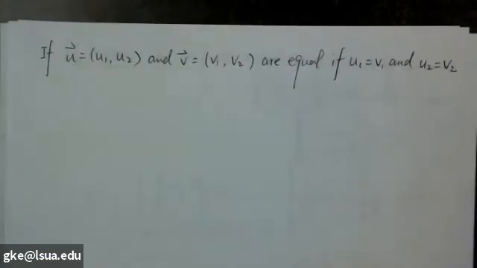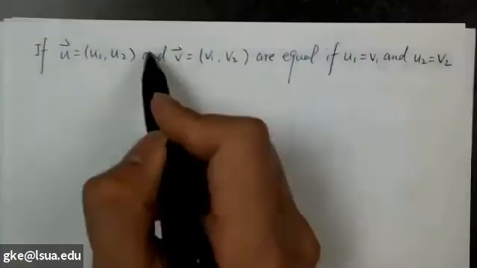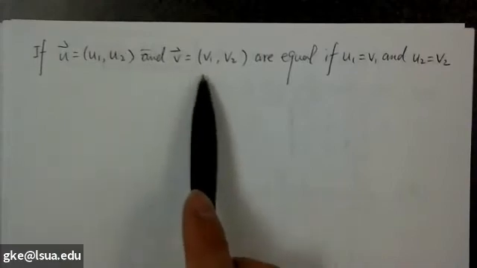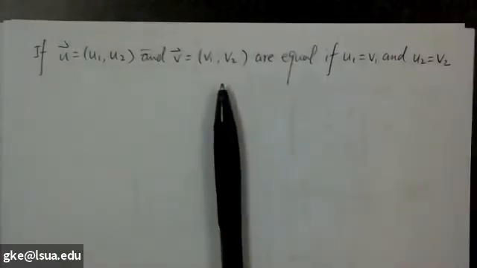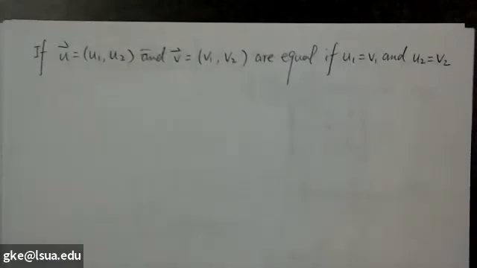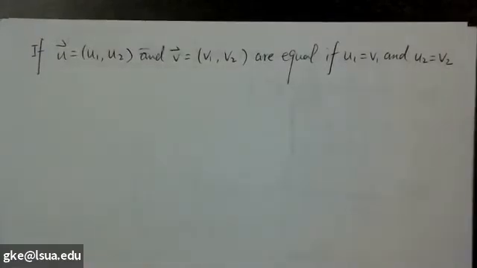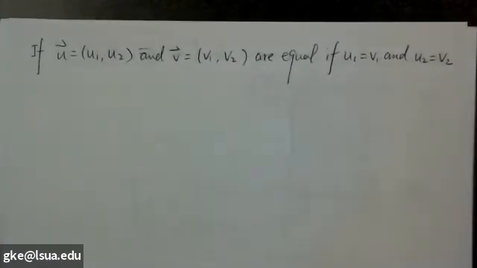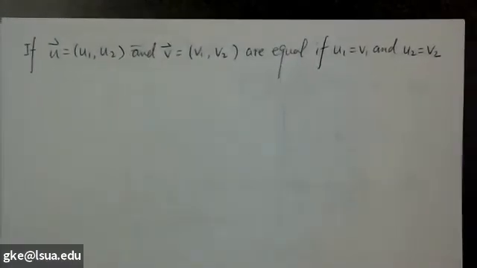If these two vectors equal each other, that means u1 equals v1 and u2 equals v2. Okay, so that's the property. And another one, vector addition.